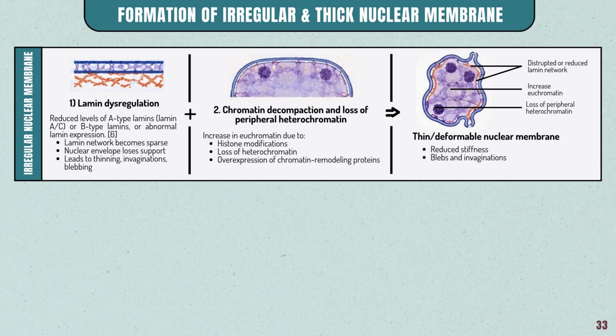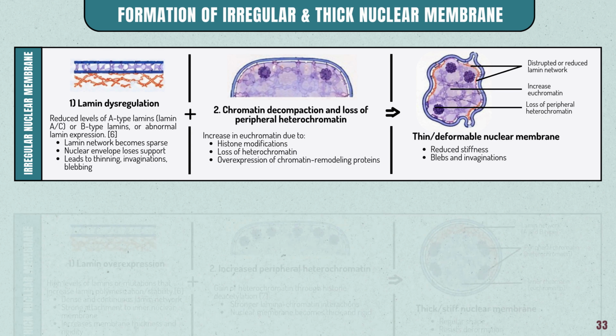First, irregular nuclear membrane forms through lamin dysregulation. Reduced lamin protein caused by genetic mutation or abnormal gene expression weakens the nuclear lamina. At the same time, histone acetylation converts heterochromatin into euchromatin, which binds weakly to the nuclear lamina. The membrane loses support, becoming thin and forming nuclear blebs, invaginations, and an irregular outline.